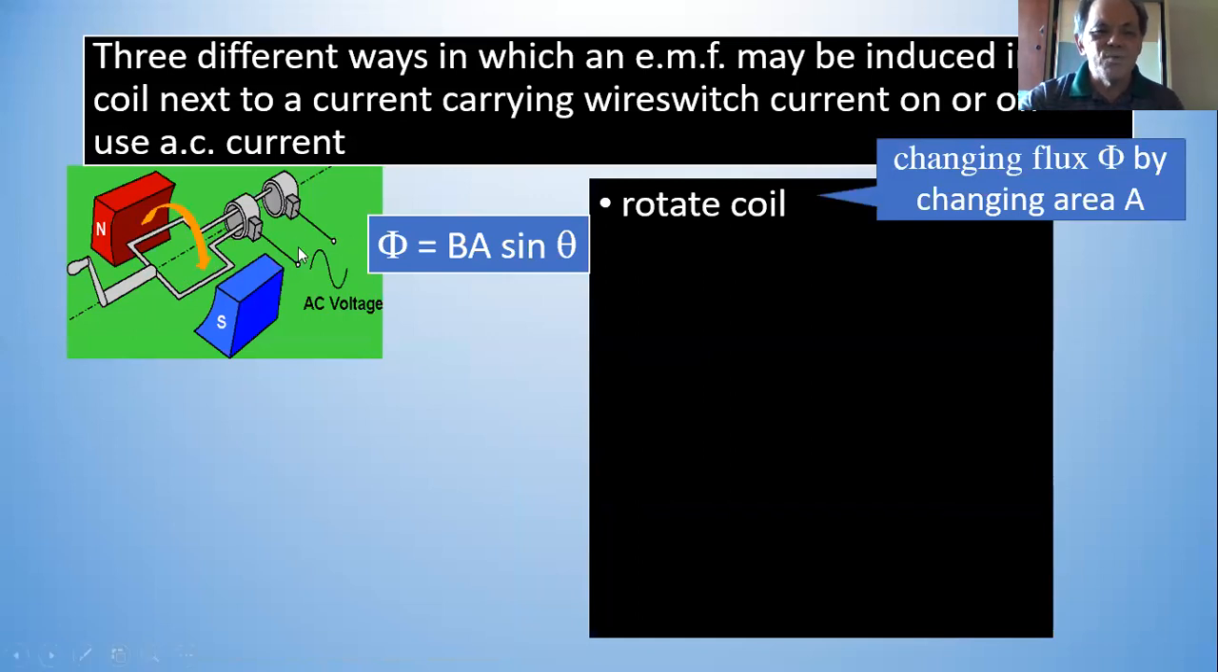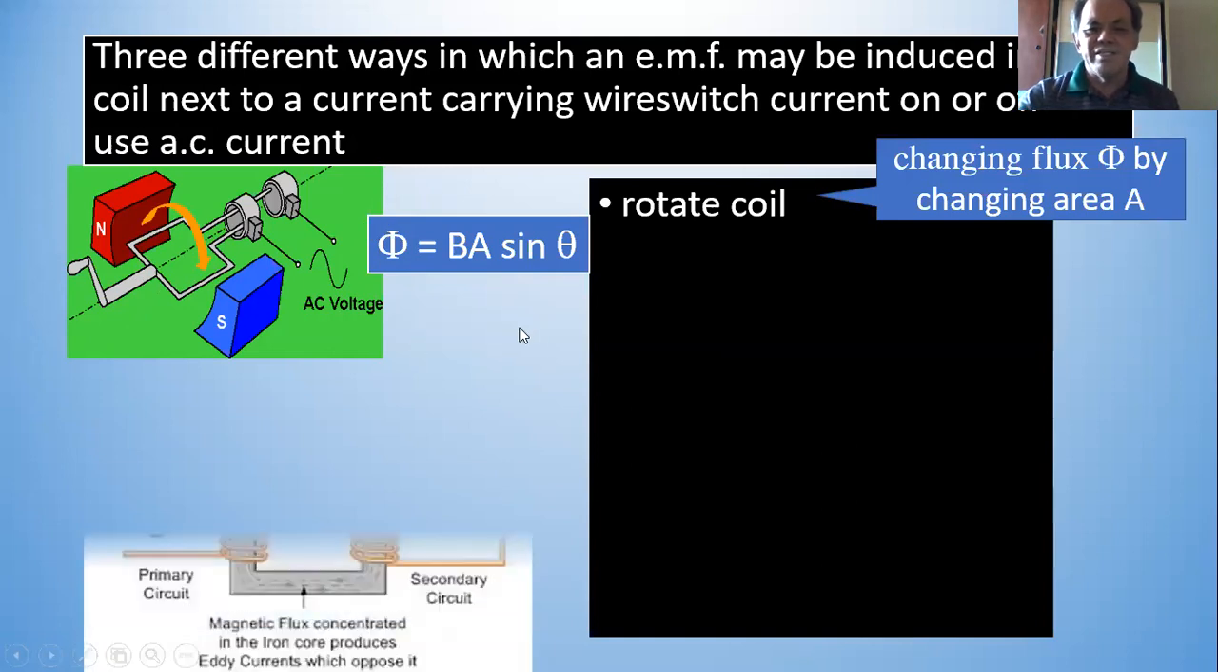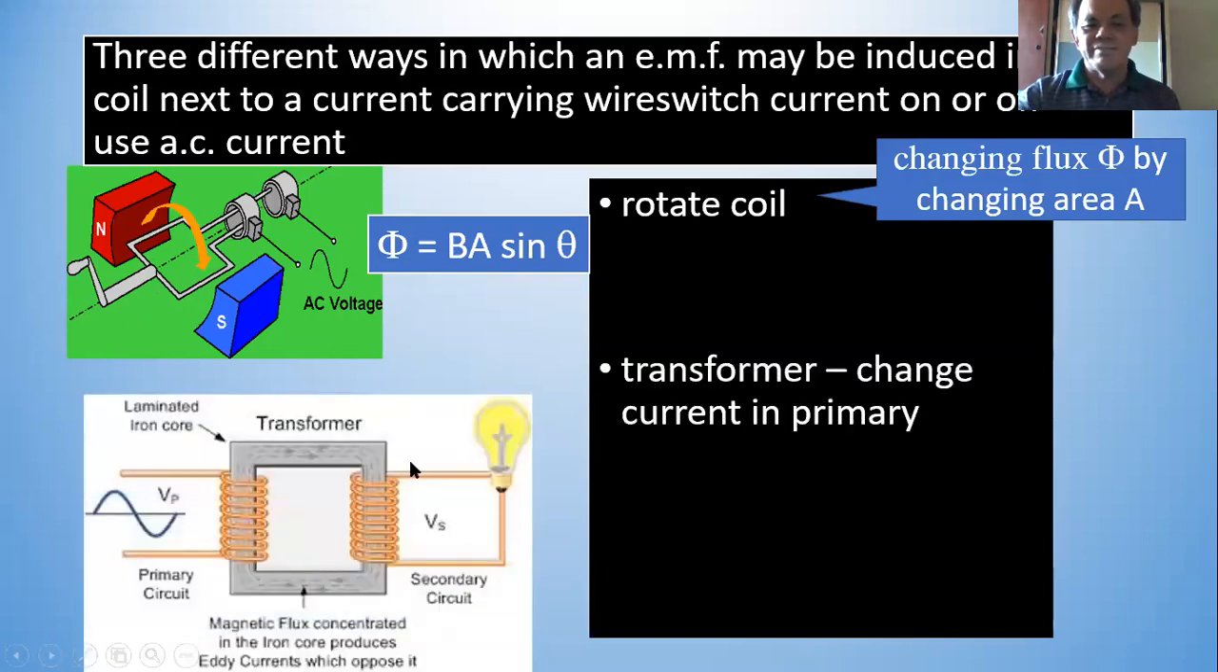Right? So in this case, we change the area. We change the area, we change the flux. Rotating coil. Or in a transformer, same thing. We change the current here in the primary. And when we change the current in the primary, we change the magnetic field here, the magnetic field lines here. And when it comes to here, it becomes the magnetic flux. So we change the current, we change B, we change the flux. And we have a light there, or current flow.